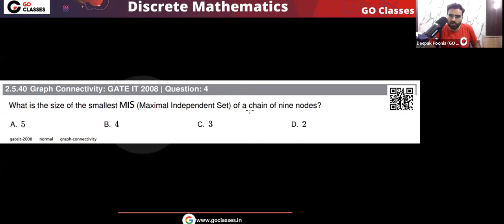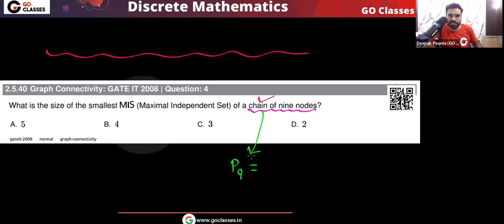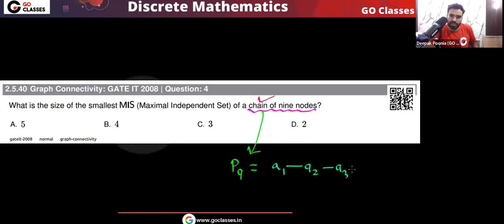First of all, what is a chain of 9 nodes? The name itself is telling you it is simply a chain of 9 nodes, which means it is basically a path graph on 9 vertices. Chain means it's like a chain, like this. So you can see it's a chain of 9 nodes. That means this is a path graph on 9 vertices. It's like a1, a2, a3, and so on, a9. Very simple. Now in this path graph of 9 vertices, we need to find the size of the smallest maximal independent set. Remember, we want a maximal independent set that is smallest.